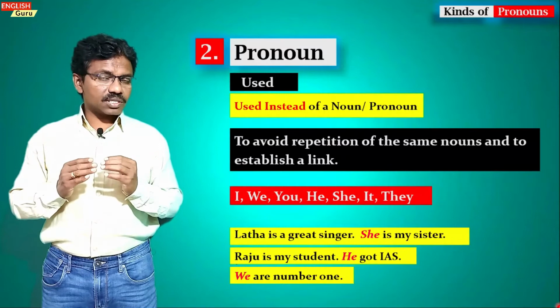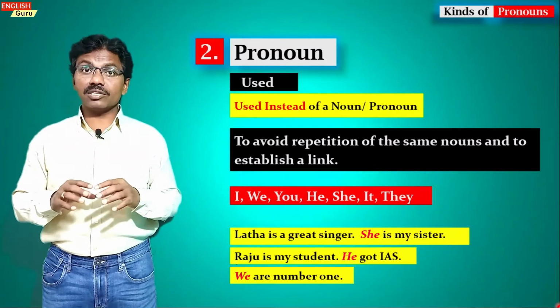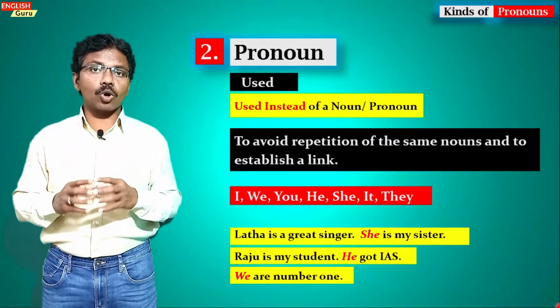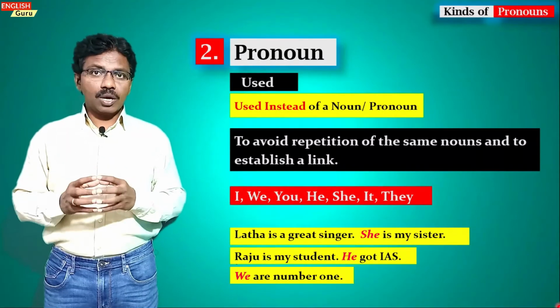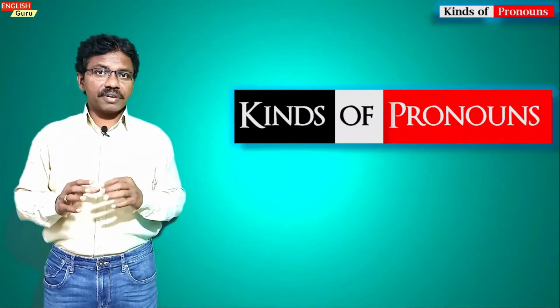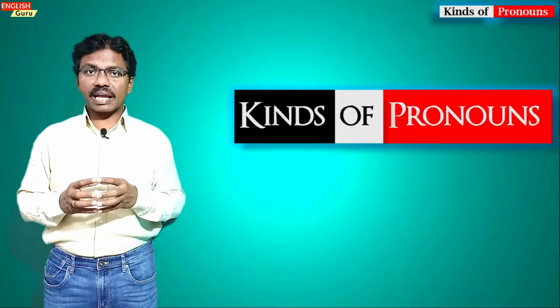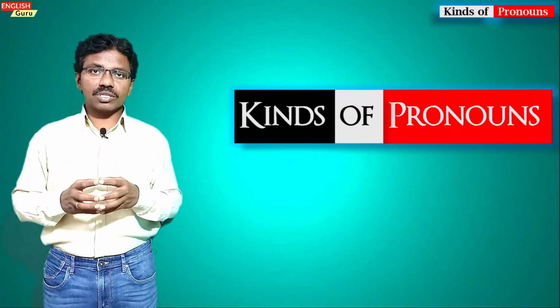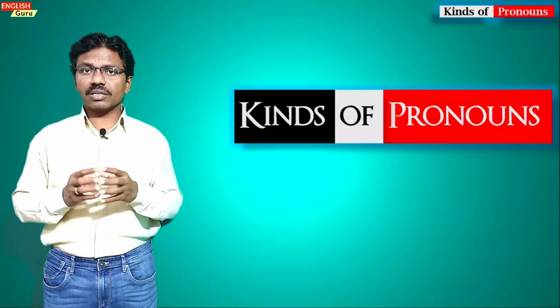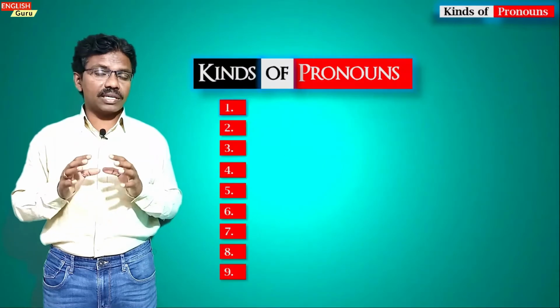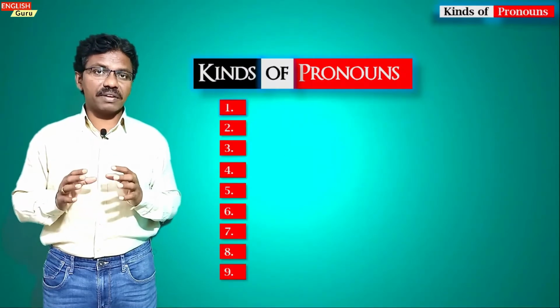So the pronouns establish the link in a sentence, not only in a sentence, in a paragraph among all the sentences. And now let us try to understand the different kinds of pronouns of the English language. There are many kinds of pronouns in the English language, but let us take only 9 of them and discuss them in a brief way.